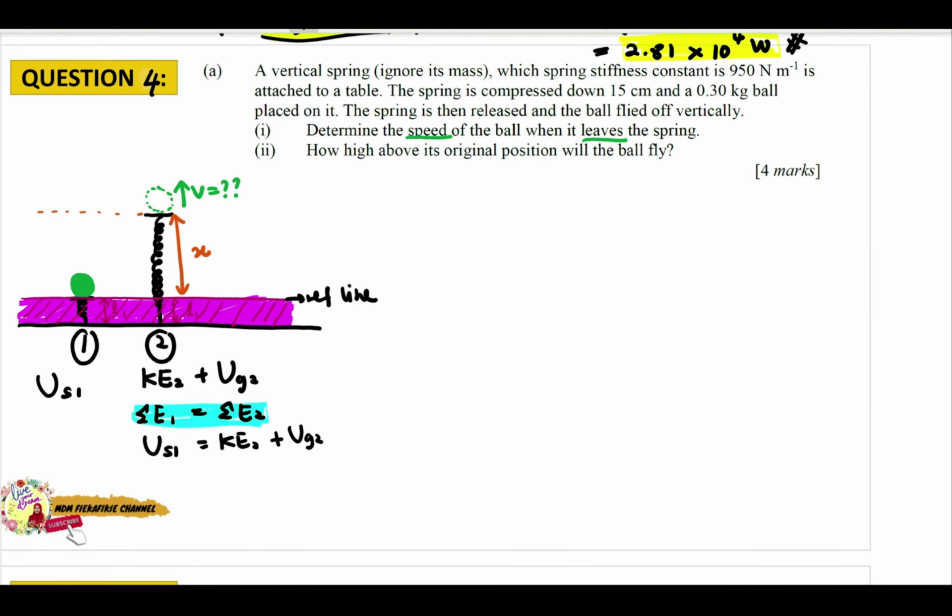And then, dia akan jadi apa? Half KX squared equal to half MV squared plus MGH. H dia dekat sini adalah X. Ketinggian dia adalah X sahaja sebab this is our reference line. Kita dah potong ni tadi kan? So, dia akan jadi X.